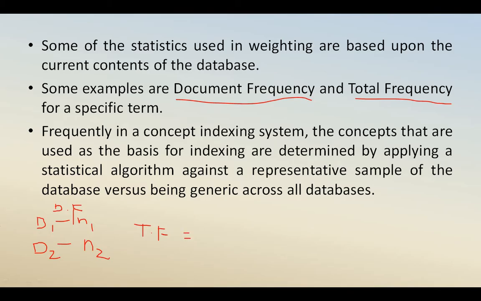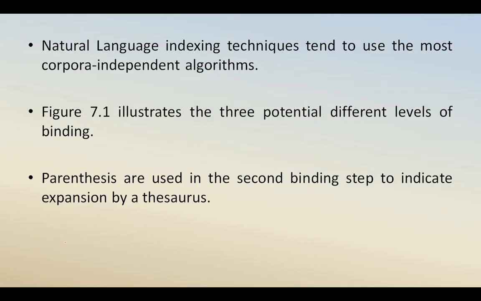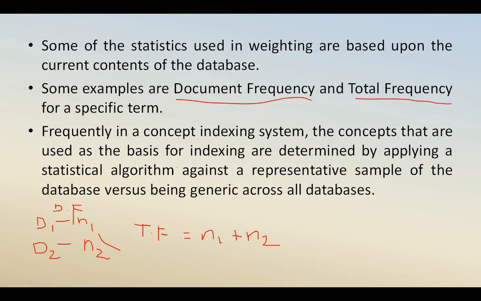So the total frequency is termed as n1 plus n2, the total number of times that particular item exists across the documents. So it is nothing but the total frequency of the item. This can be calculated like this. The total frequency of the item can be given like this. So in this way we can calculate the frequency of the items as document frequency and total frequency.